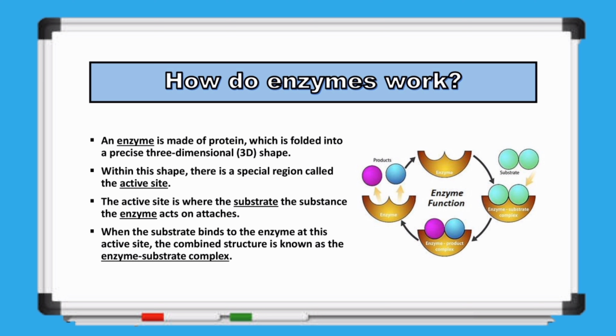When the substrate fits into the active site, they come together like puzzle pieces. This forms what we call the enzyme substrate complex. It's basically the moment when the enzyme and substrate are locked together and ready for the reaction to happen. Then, the enzyme helps turn the substrate into a new substance, called the product, and releases it. The enzyme itself stays the same and can be used again.